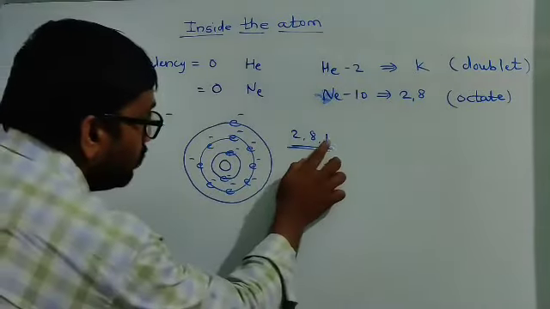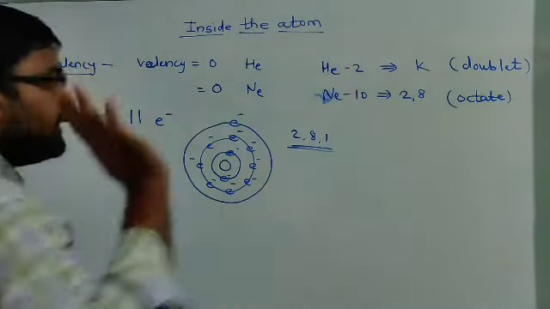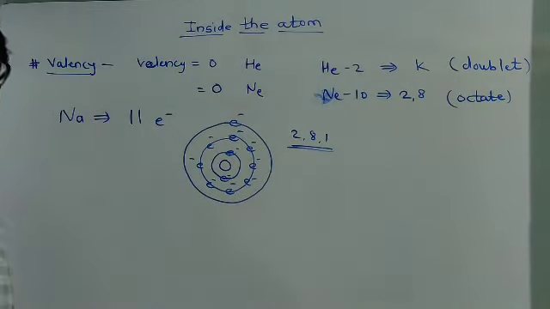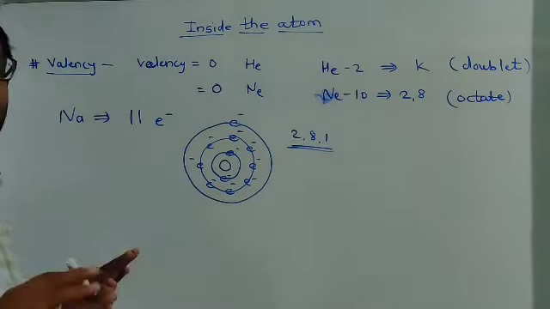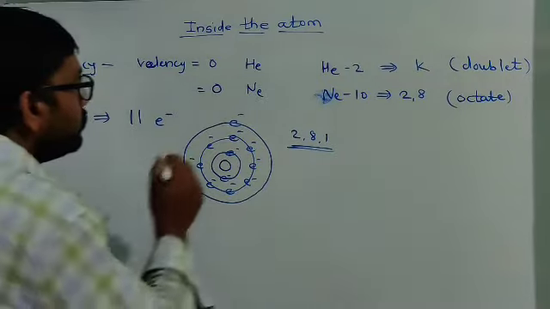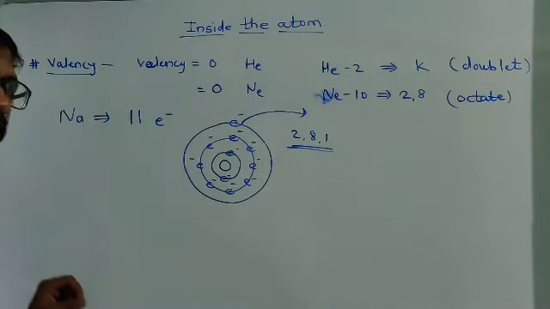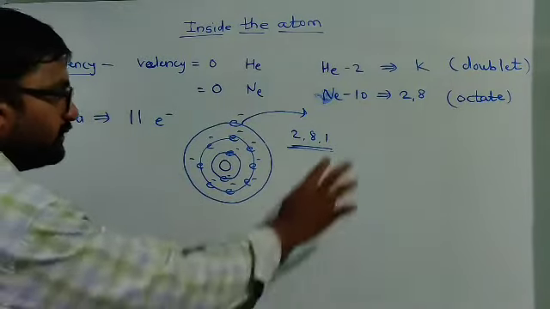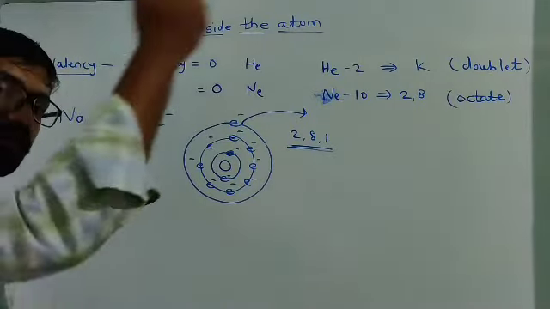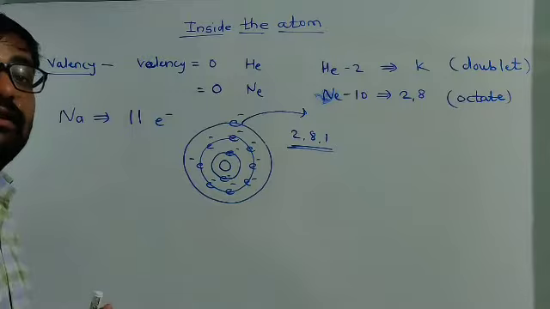So here in the outermost shell only 1 electron is there. To complete its outermost shell we need how many electrons? A total of 7 electrons. So it is not possible to take 7 electrons from another element. So what happens? This sodium gives away this 1 electron to another atom. We see that this 1 extra electron is present in the outermost shell, so sodium gives 1 extra electron to another element when a chemical reaction takes place.